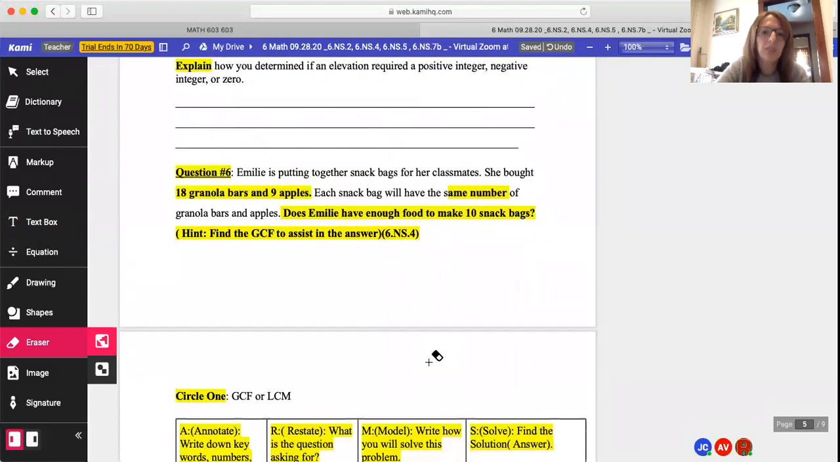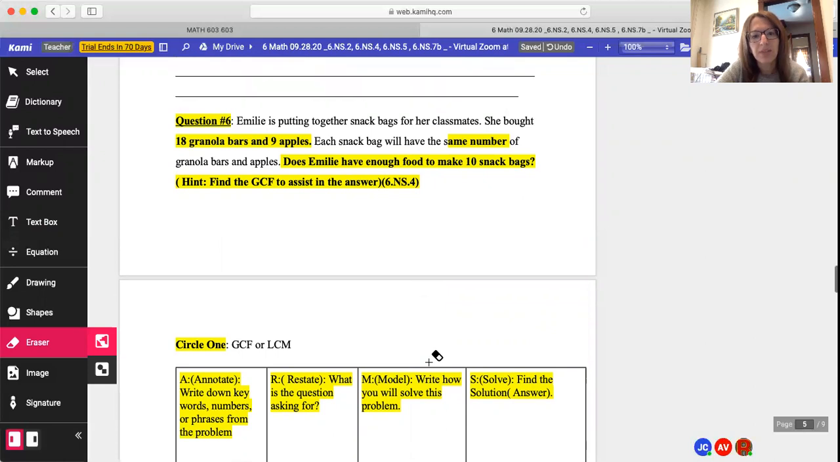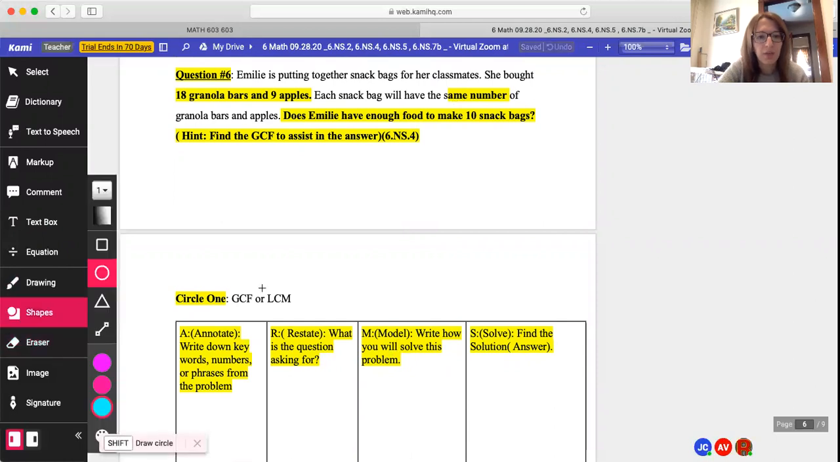Emily is putting together snack bags for her classmates, and she bought 18 granola bars and 9 apples. Each snack bag will have the same number of granola bars and apples. Does she have enough food to make 10 snack bags? Okay, so clearly here when you see the words same number, you have to think of the greatest common factor.